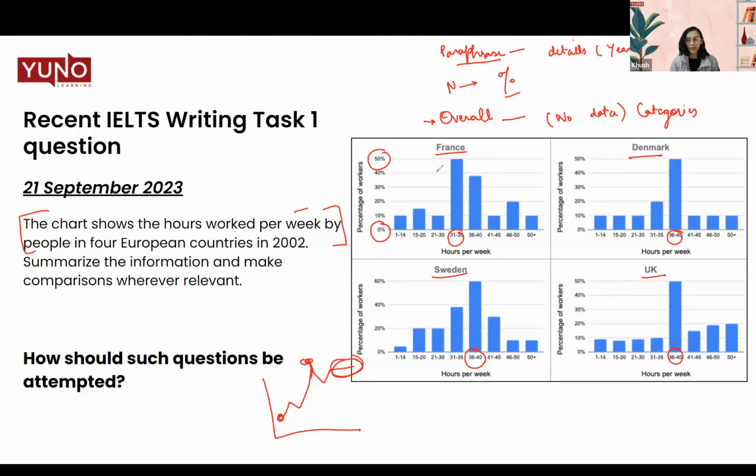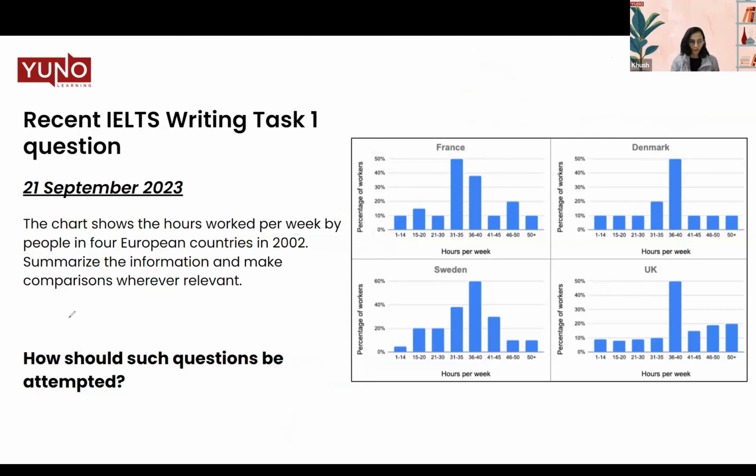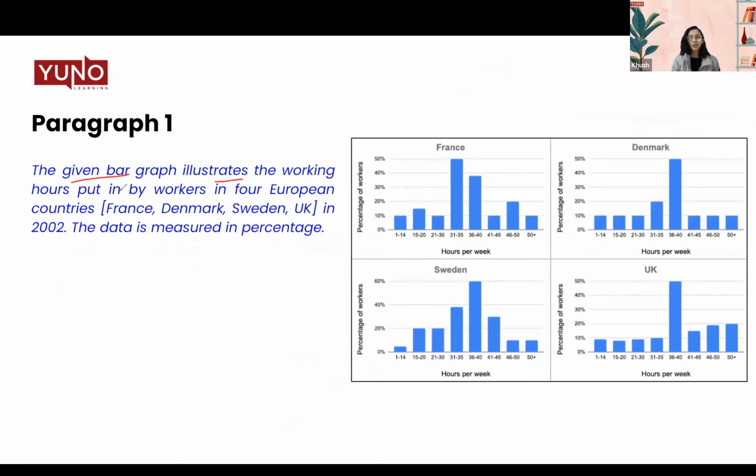But if it is something like this, we can see the highest values, but there's no particular lower value because there are several categories in the same value. So we can just focus on highest values here. And then we move on to body paragraph 1 and body paragraph 2. So let's go ahead and start with the paraphrase. So here you can see the given bar graph illustrates the working hours put in by workers in 4 European countries. See, this was not mentioned in the question itself.